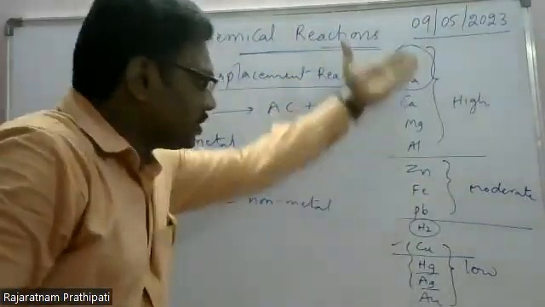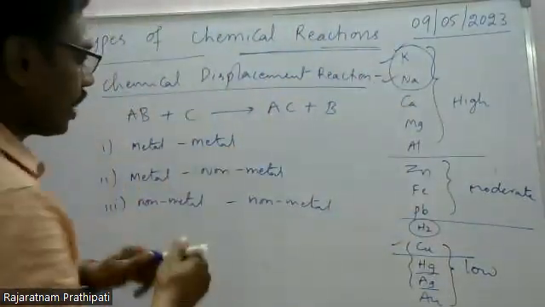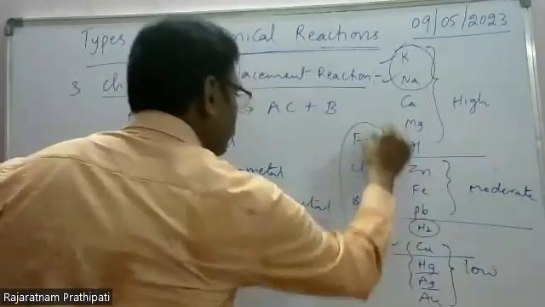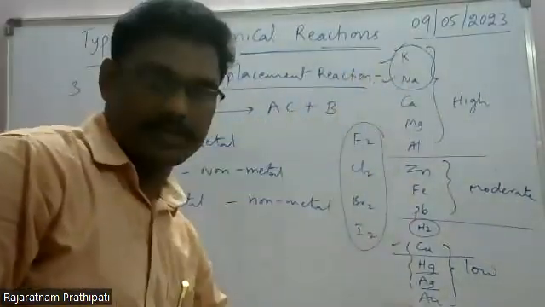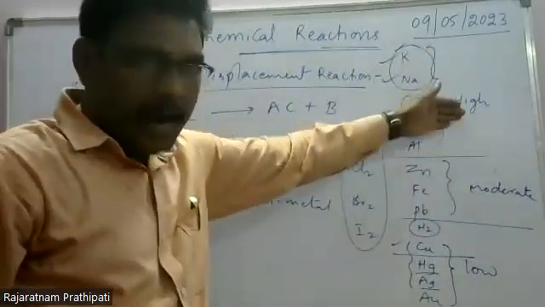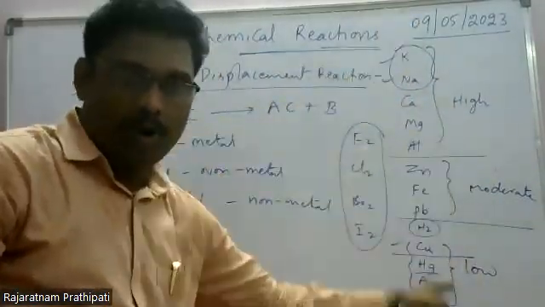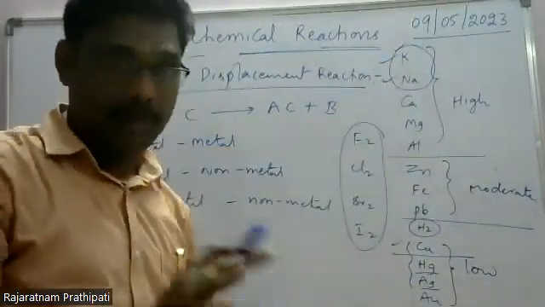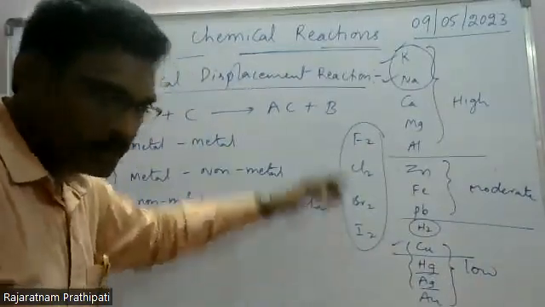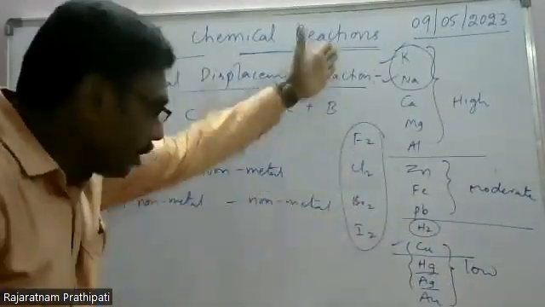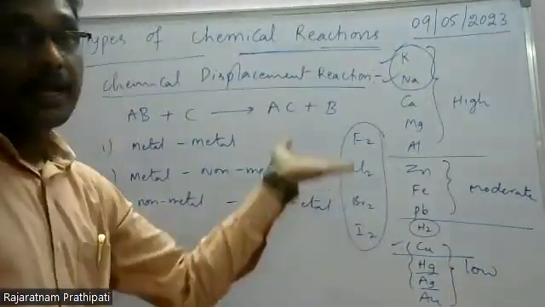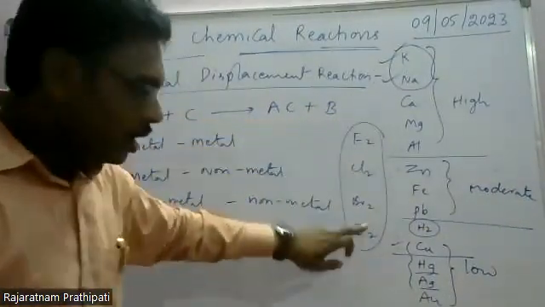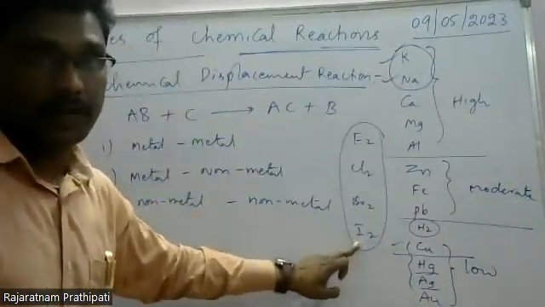In this activity series, this is called metal activity series now. Similarly, we have non-metal activity series, fluorine, chlorine, bromine and iodine. Here in this metal activity series, here high reactive, moderate reactive, low reactive means from top to bottom, metal reactivity decreases. Similarly, in non-metal activity series, from top to bottom, non-metal reactivity also decreases. So fluorine is more reactive non-metal, iodine is least reactive non-metal.